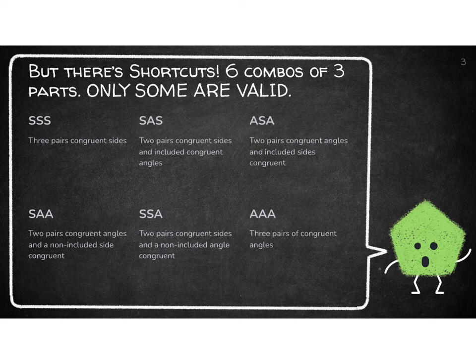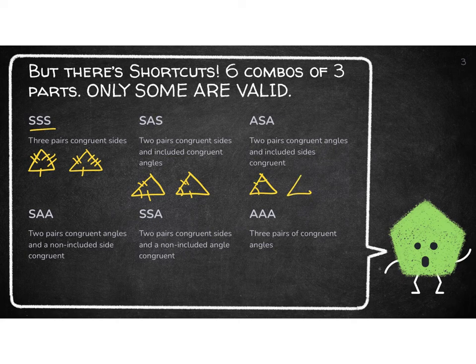So first, let's look at side, side, side. So we have 3 pairs of congruent sides. So this would be congruent to this. Next, we have side angle side. This is when we have 2 pairs of congruent sides and the included angle, so the angle in between them. Angle side angle would be where we have 2 congruent angles and the included side that are congruent. So something like this, angle and angle, and the side in between.